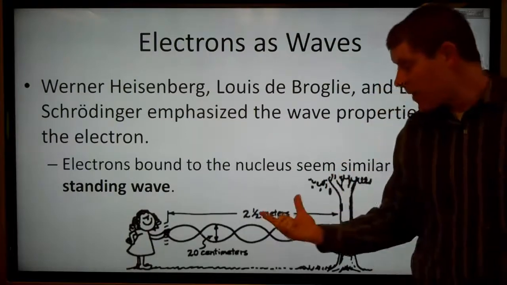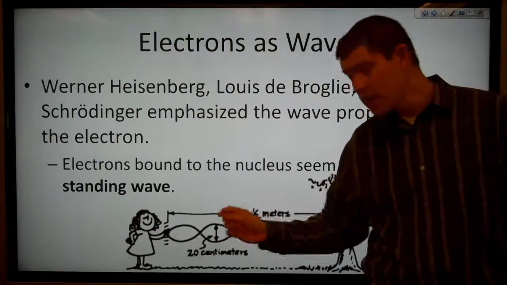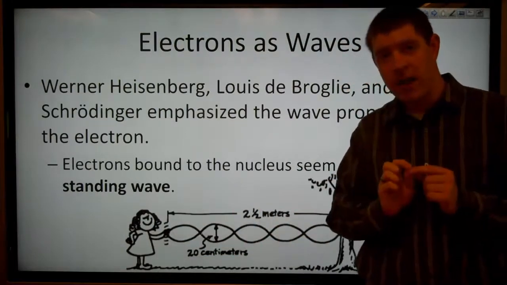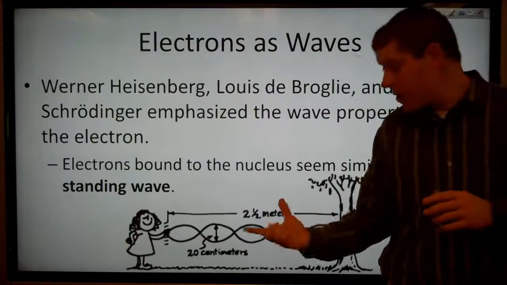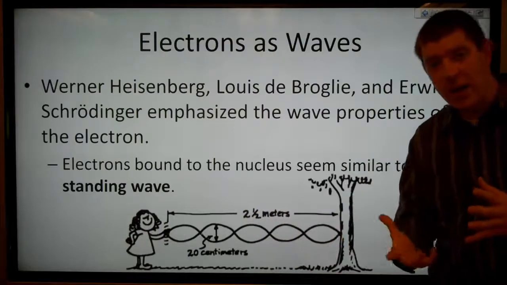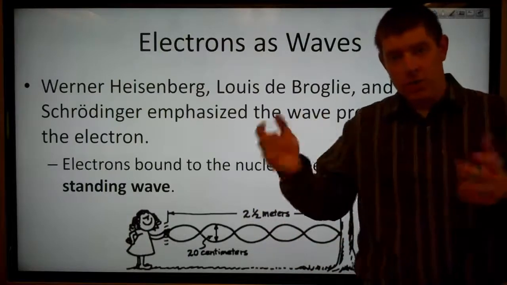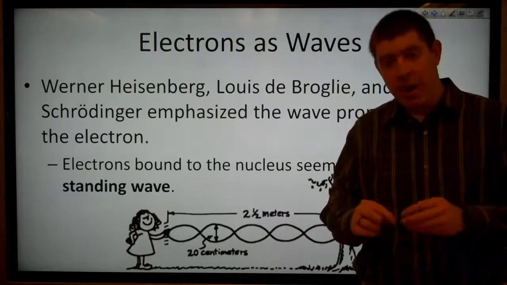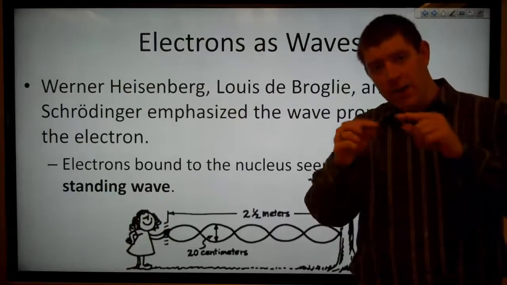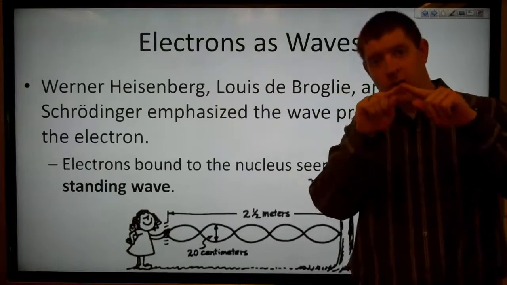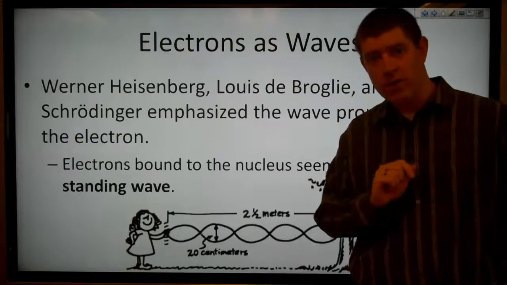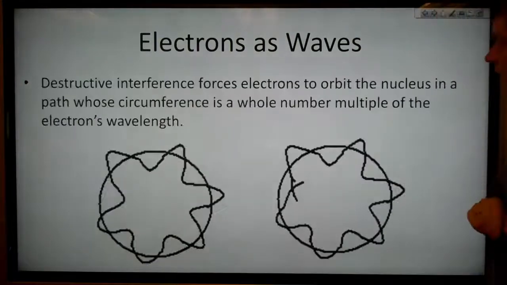Because if we don't, we have destructive interference. So if she shakes this just slightly faster, then the rope has destructive interference and it no longer shows this nice standing wave pattern. It devolves into a jumbled mess. Well, the same thing would happen if we have electrons with a wavelength that is not some fraction of the circumference of our circle in our orbit.